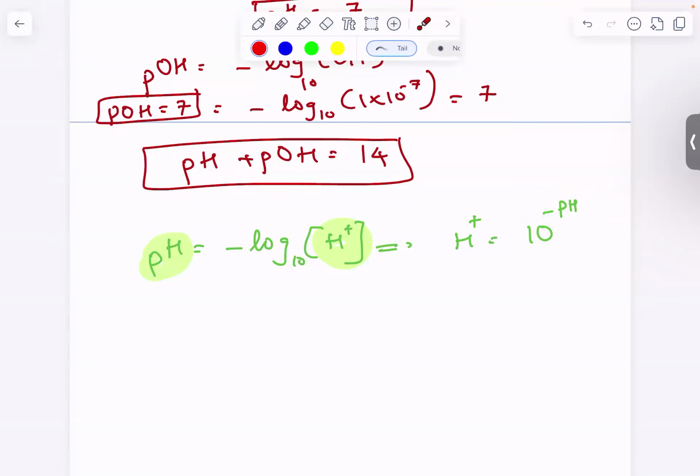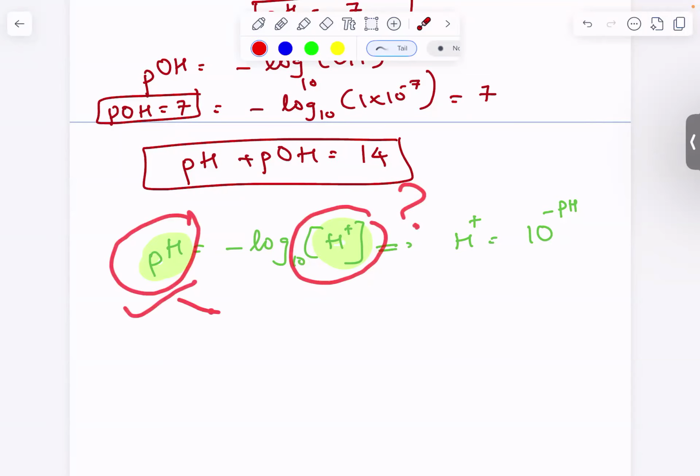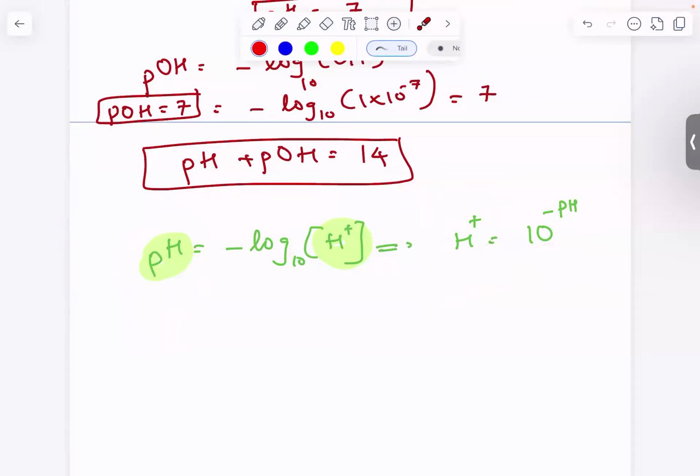You are going to get the answer. If they give you the formula pH is equal to minus log hydrogen ions, then they need to give you the value of hydrogen ions, and you can calculate pH. Now, if instead of giving the hydrogen ion concentration they are asking for it, then they will definitely give you a value of pH, and you will apply this formula to find the hydrogen ions. So that's about it.